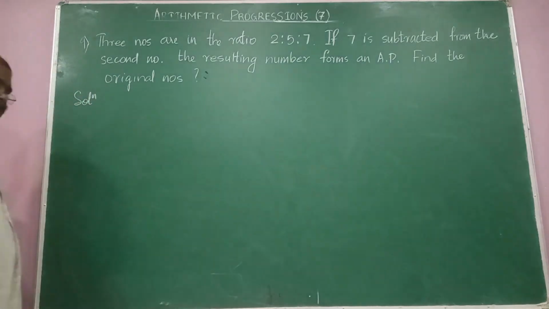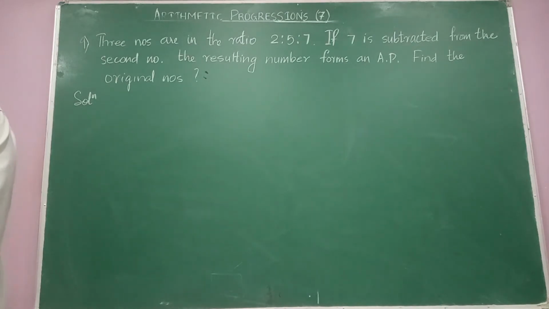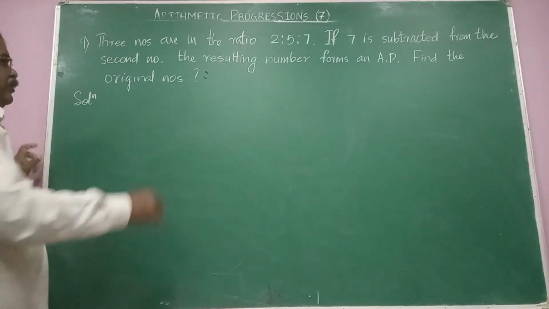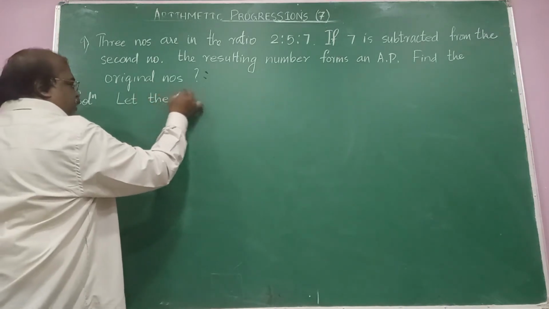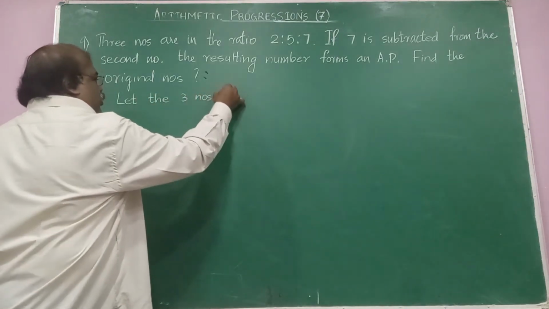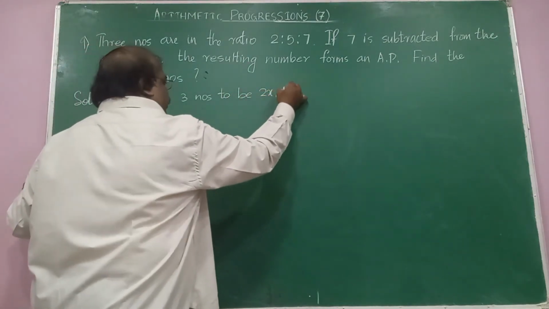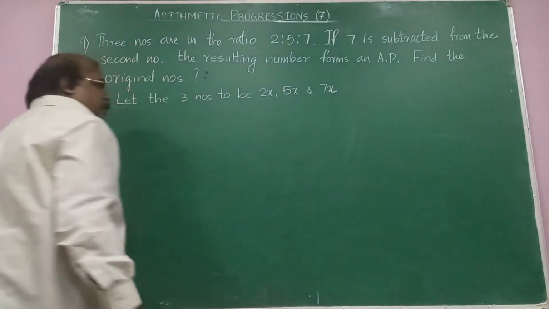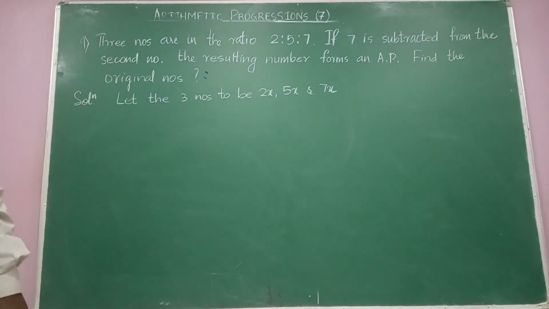What is given to you in the sum? Three numbers are in the ratio 2 is to 5 is to 7. So first step, let us assume the three numbers to be 2x, 5x and 7x. What did I say? Let us assume the three numbers to be 2x, 5x and 7x.